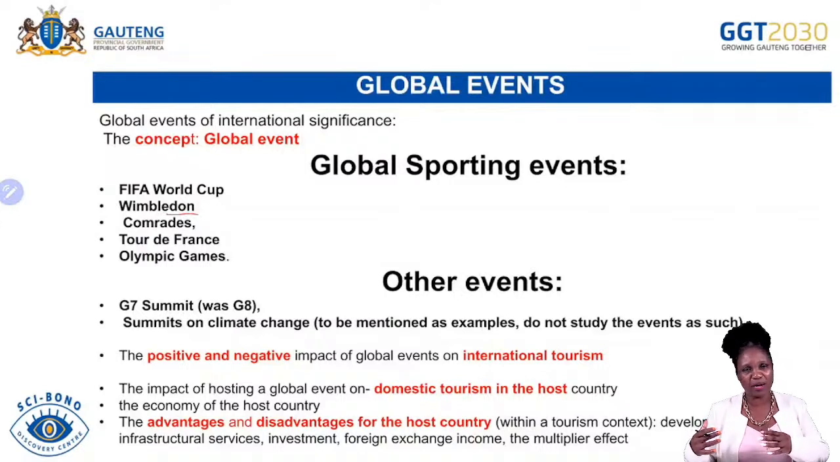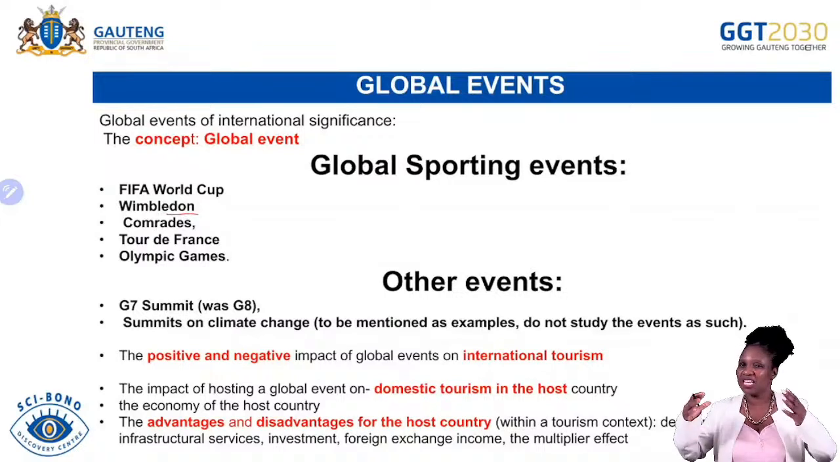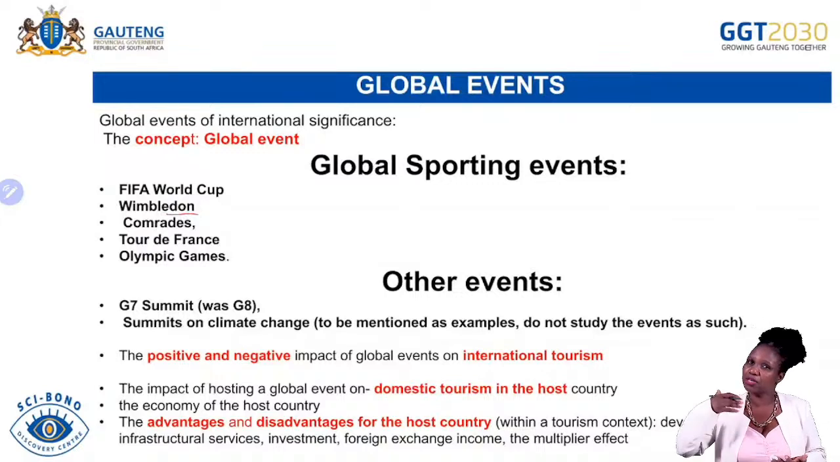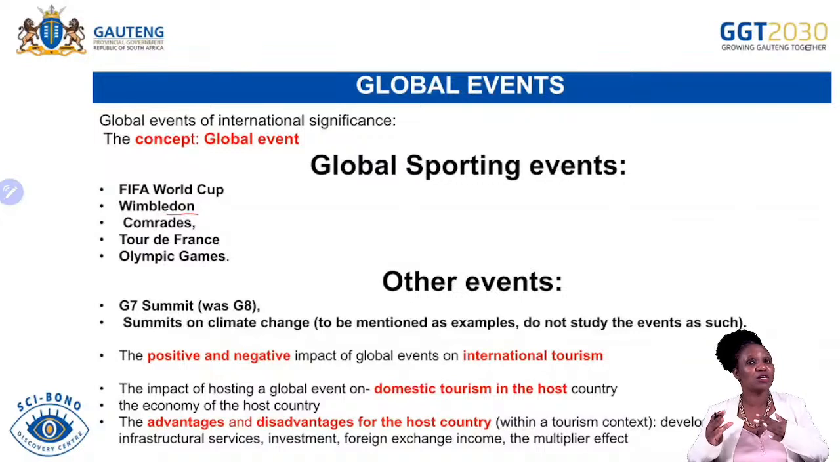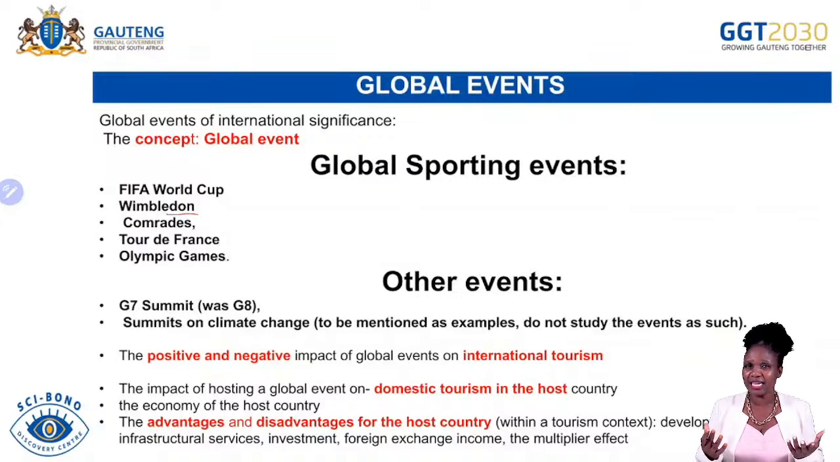And what about the bad part? The bad part of what? The bad impact of global events on international tourism. At times, we've got different negative things that are happening. For example, if there is an influx of tourists in our country, what's going to happen? Crime is going to increase. And at times, we tend to spend more on developing infrastructure. And at the end, when the global event has taken place, then we've got white elephants.